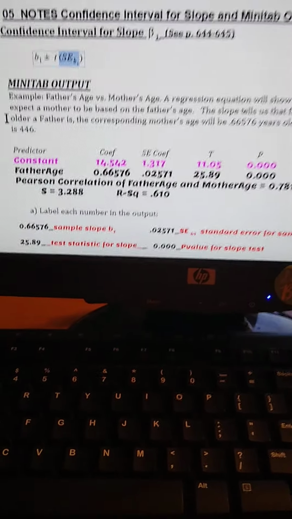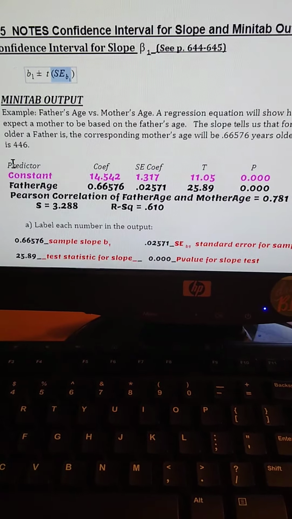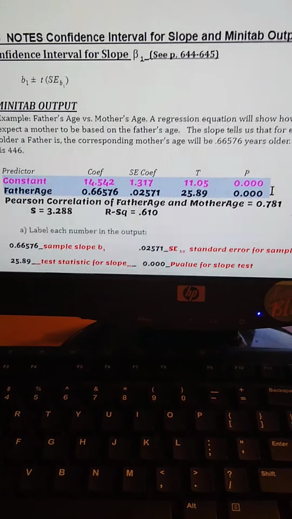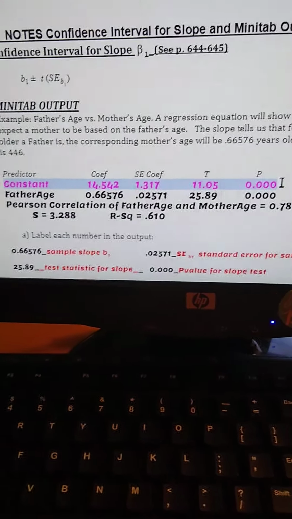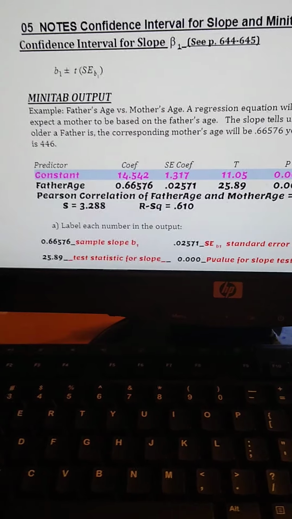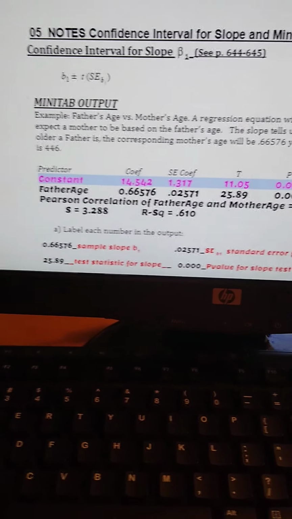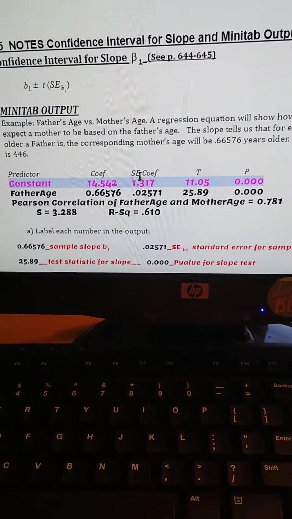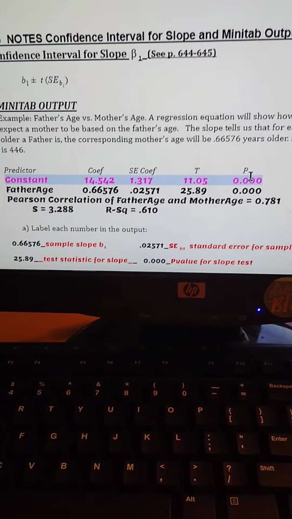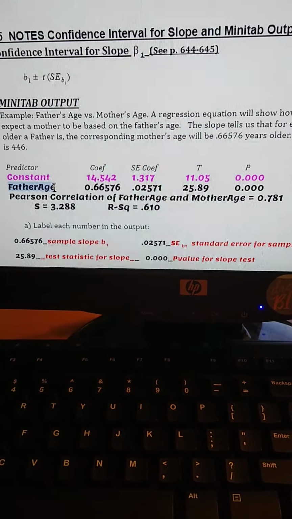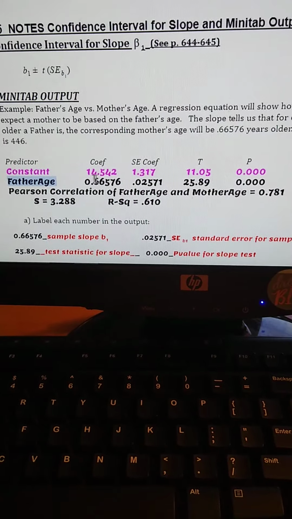Now here's a Minitab output. This output has a couple of numbers that are very crucial and some that are completely irrelevant. This top row that I've highlighted, the constant row, is meaningless. That is for if we want to run a test about the y-intercept. This 14.542 is the y-intercept. This is the spread for the y-intercept, the t-score, and the p-value, but we're not testing the y-intercept, we're testing slope, so that first line means nothing for us. Second line, father's age. This is what we want to test, the relationship between mother's age and father's age.